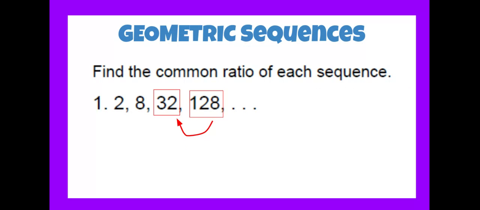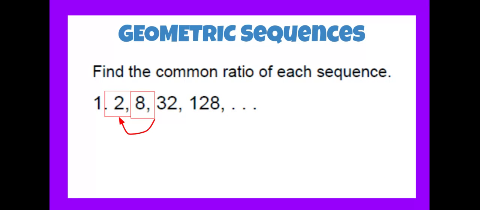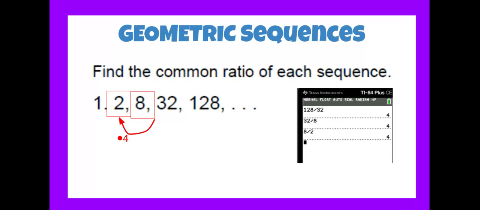So let's try 32 by 8. If we divide 32 by 8, we get 4 again in our calculator. And then we're going to test it with 8 divided by 2. And again, we get 4. So since we get 4 on each one of those numbers when we're dividing backwards, we know the common ratio is 4. Therefore, we also know this is a geometric sequence because we're multiplying each previous term by a common number. Okay? So let's try the next one together, and then you're going to do one on your own.